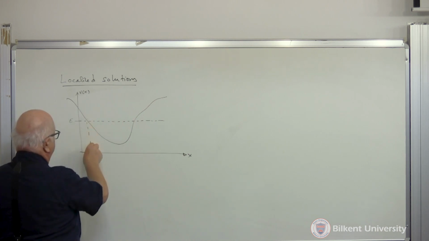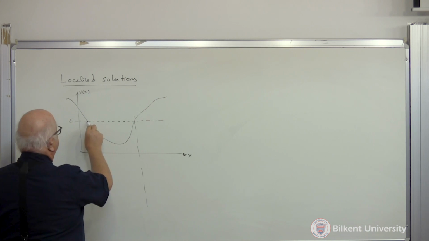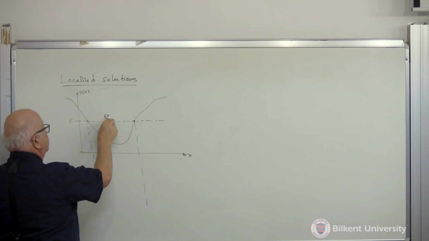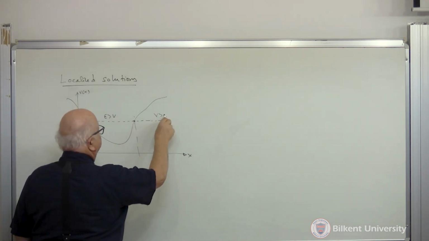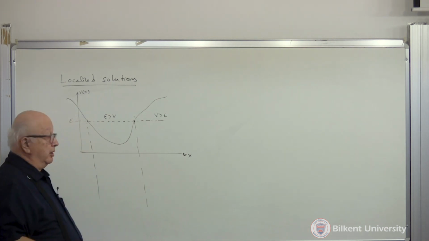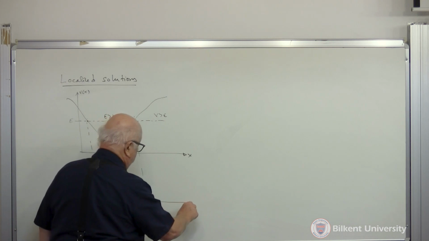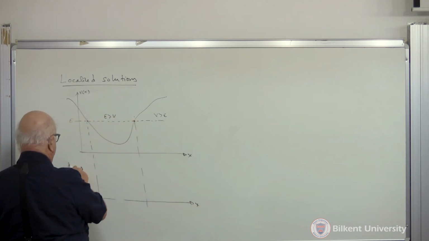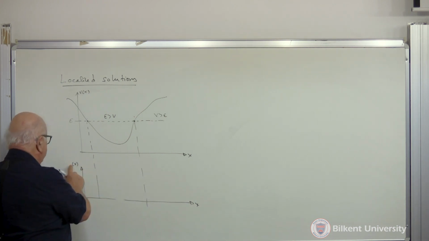Okay, so if I just look at what is going on, these two points are important because you see over here, E is greater than V, whereas over here, V is greater than E. And now I'm interested in finding out what U of X is. So U of X, U sub E of X, U which corresponds to this E.